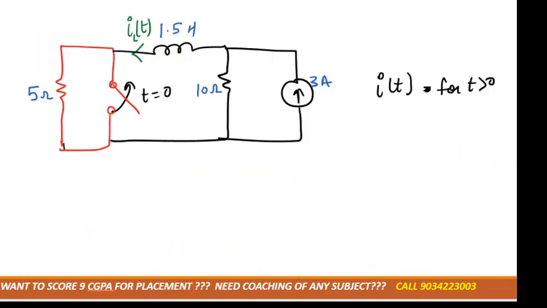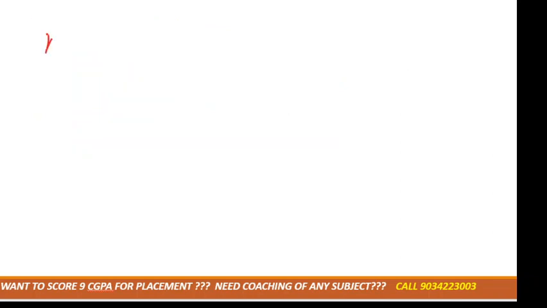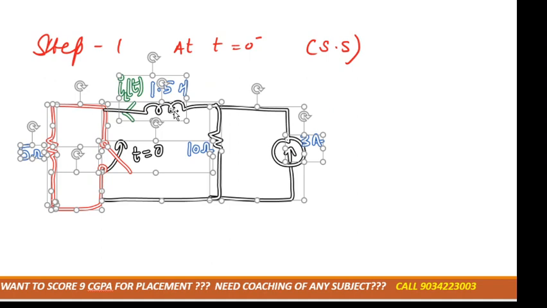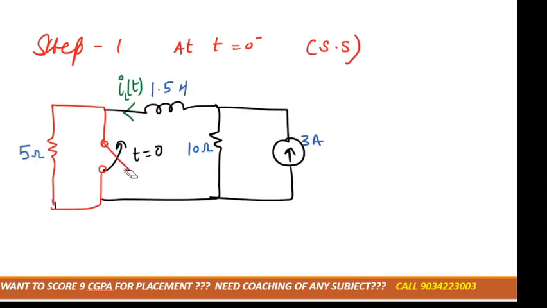Okay, so first of all we'll draw step number 1 at t equal to 0 minus, that is the steady state condition, and in the steady state condition the inductor will behave as a short circuit. Now tell me, at t equal to 0 minus, switch will be opened or closed? Yeah, switch is going to be closed and inductor will behave as a short circuit, and we have to calculate the current across inductor, right?